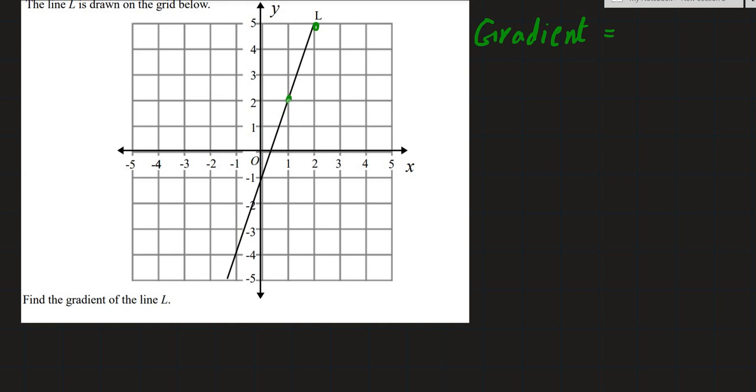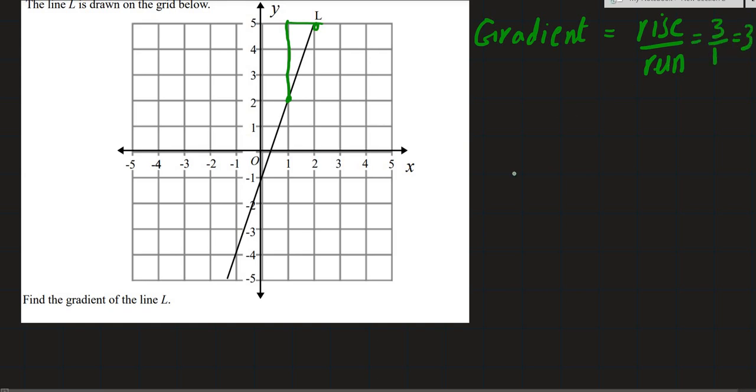Okay, so we're going to do rise over run. So 1, 2, 3 and 1. So rise is 3. I'm going to write down the formula over here, rise over run. This is going to be 3 over 1, which is going to be 3. So that's the one formula to find the gradient. Now we're going to find the gradient with the help of the other formula as well. So it's going to be the same.